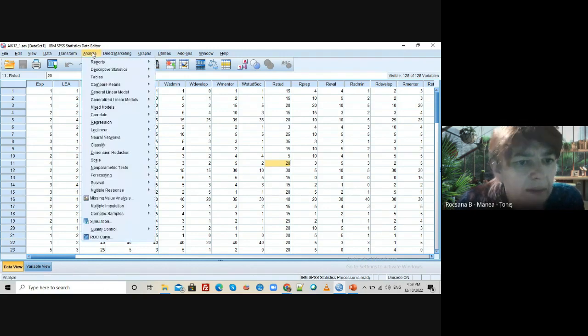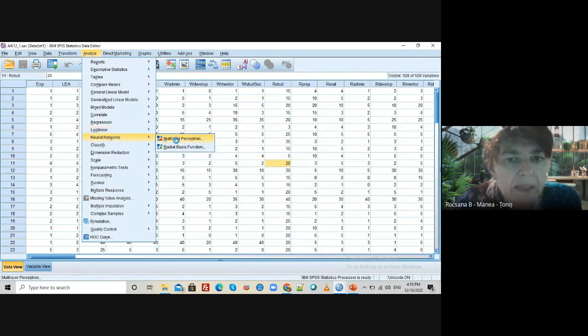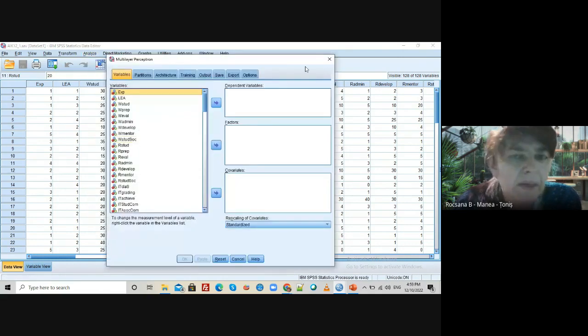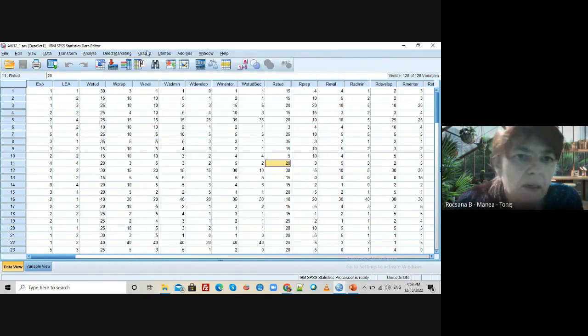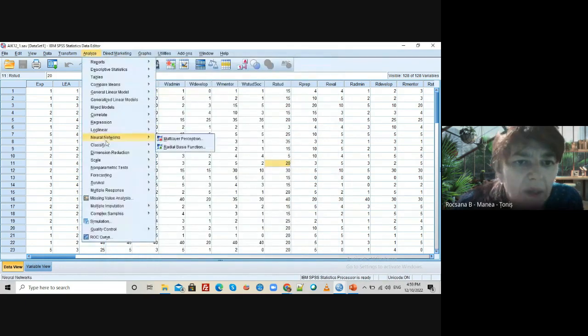We go in analyze neural network, multi-layer perceptron. As you may see here, we have two options, multi-layer perceptron and radial basis functions, but from our experience, multi-layer perceptron is more accurate, so we will choose this one.